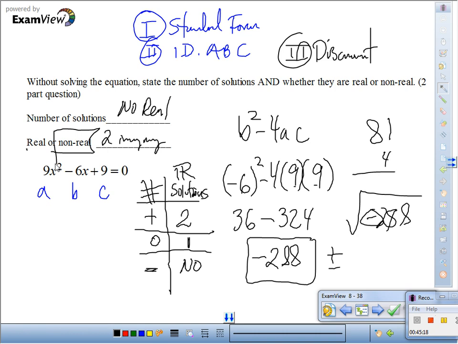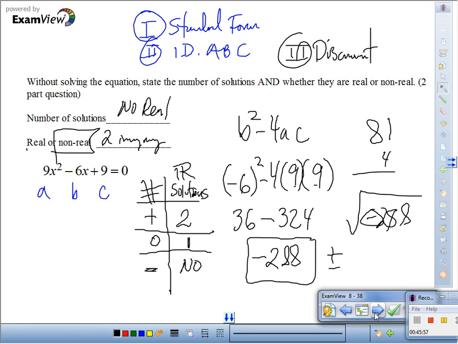Yes? When you take the square root, how many solutions do we get? Square roots are always 2. Plus, minus. There isn't unless it's imaginary.